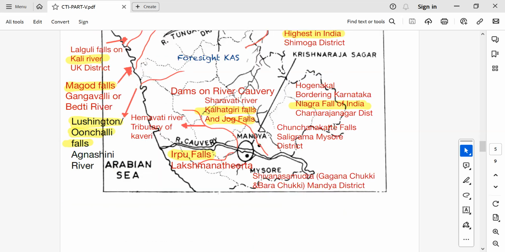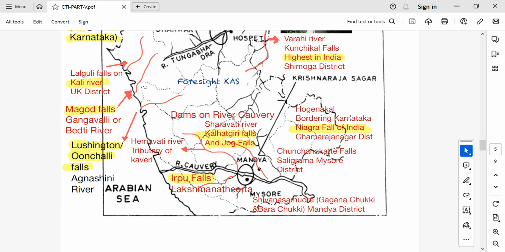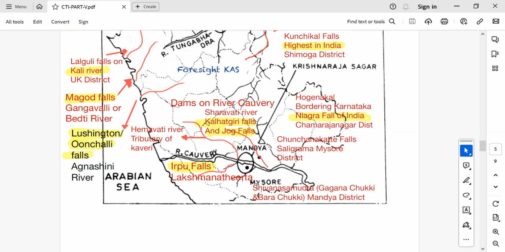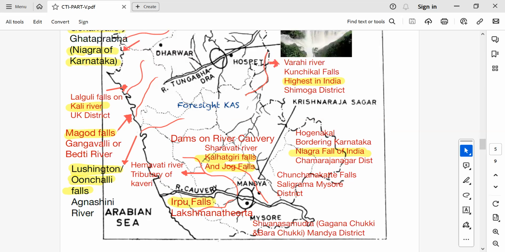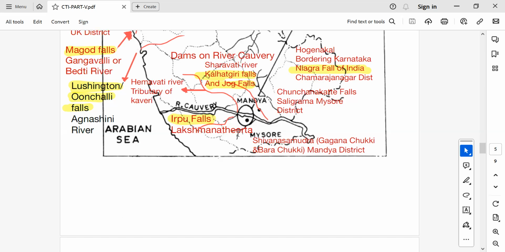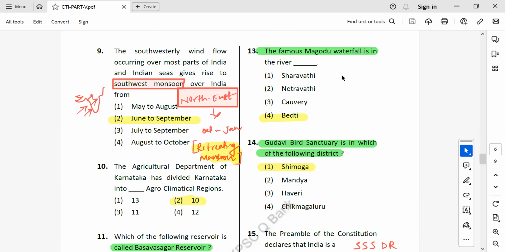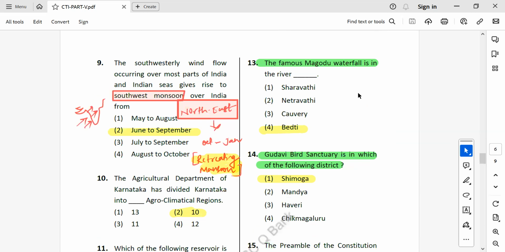Then one more important, Hogenekal Falls bordering Karnataka, which is located across the Kaveri River. This is called the Niagara Falls of India. Don't confuse, Niagara Falls of India is different from Niagara Falls of Karnataka. There are other falls as well. These falls we have mentioned, which KPSC has previously asked. Then one more, this is the famous Magod waterfalls, which we have just discussed.